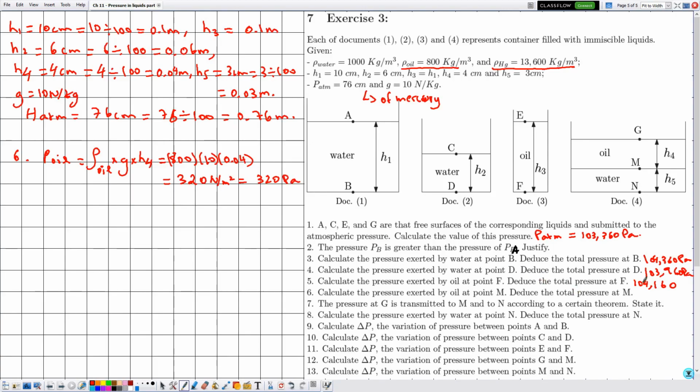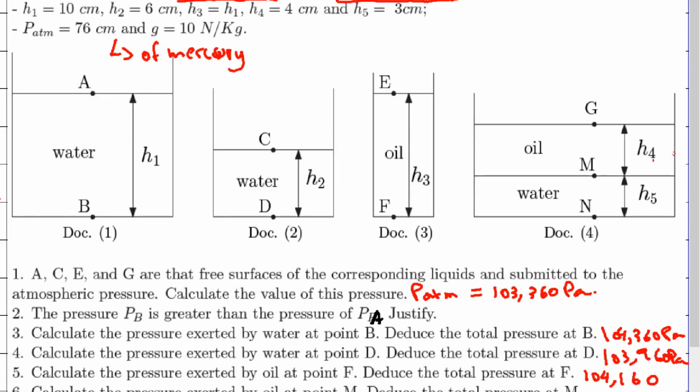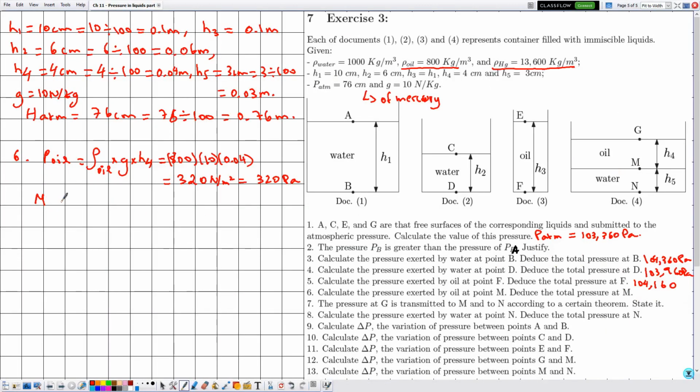Now in the same part, deduce the total pressure at M. So notice that here below the point M we have water, but whenever we are interested in pressure, we always look upward. We don't care what is below this point. Now M is submitted to the pressure of oil and to the atmospheric pressure. So P at the point M is equal to P oil plus P atmosphere.